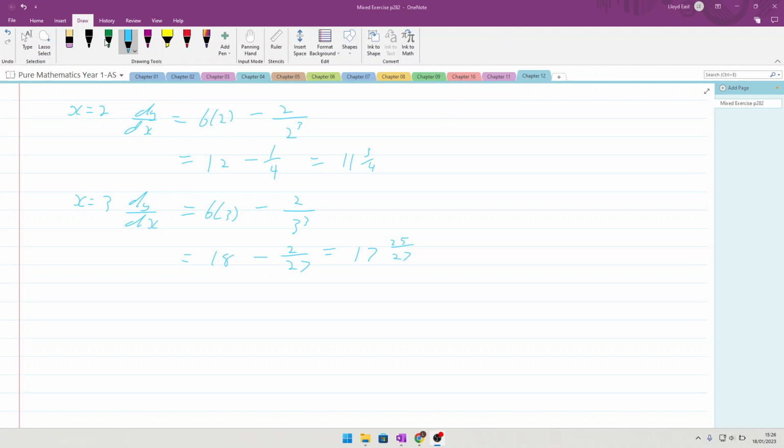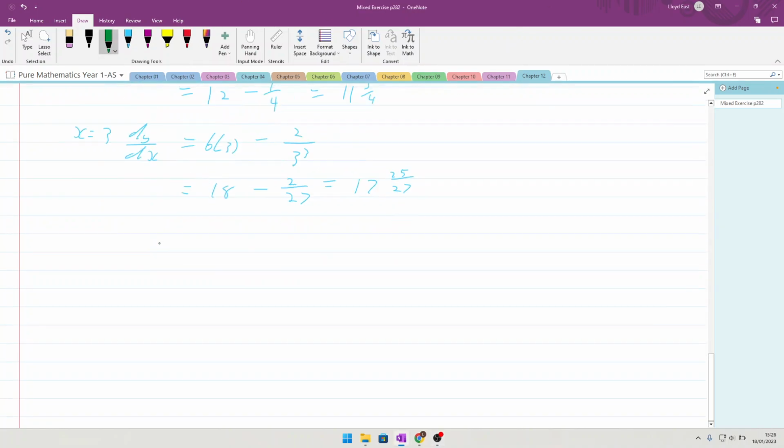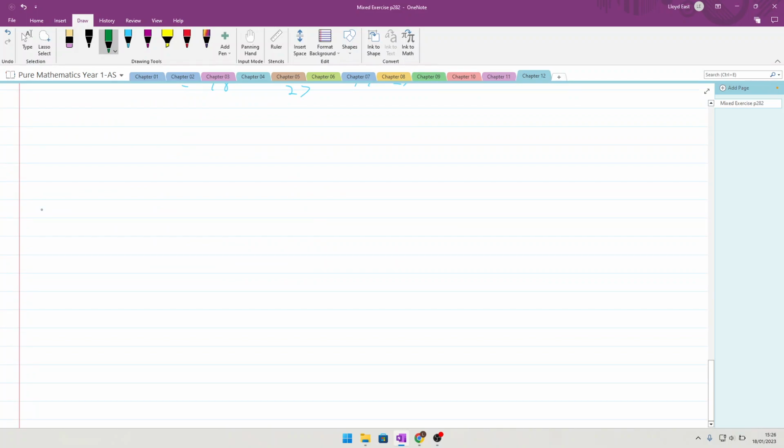Okay, first three questions done. Let's go on to question four. Okay, so question four: calculate the x-coordinates of the point on the curve y equals 7x squared minus x cubed, which has a gradient equal to 16.